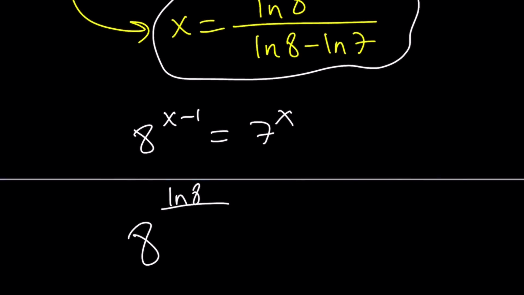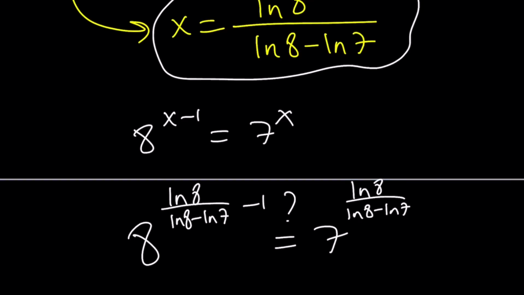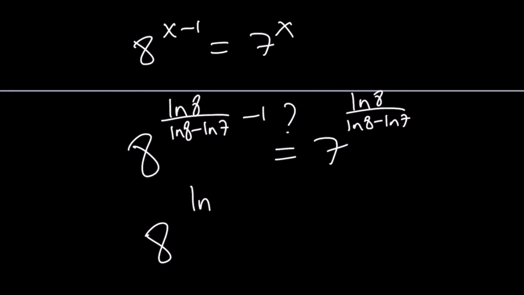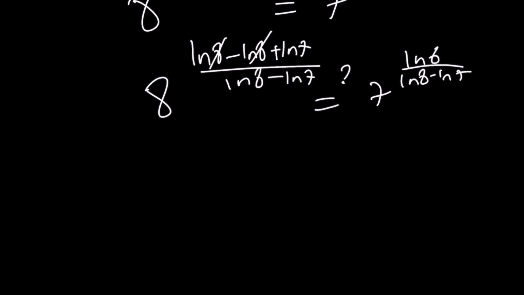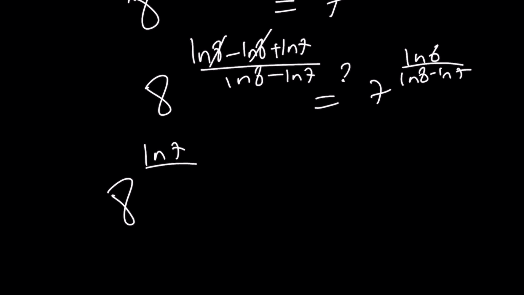So 8 to the power ln 8 over ln 8 minus ln 7, minus 1, equals, and by the way, this is a question mark because we don't know if they're equal. This is kind of painful, but if you make a common denominator, you're going to get ln 8 minus ln 8 plus ln 7 over ln 8 minus ln 7 equals, is this true? These two are going to cancel out, and I'm going to get 8 to the power ln 7 over ln 8 minus ln 7 equals, are they equal?